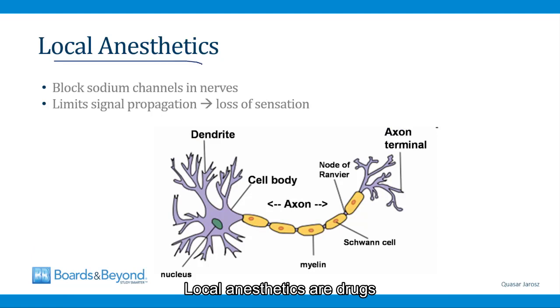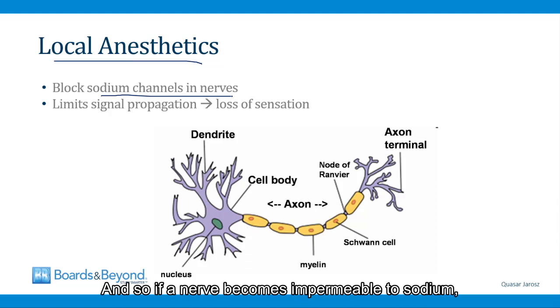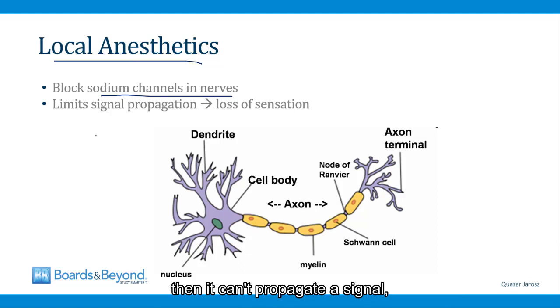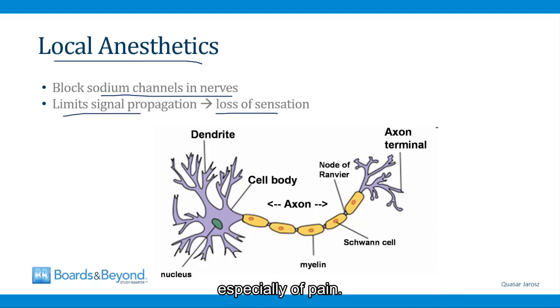Local anesthetics are drugs that block sodium channels in nerves. Nerves need to conduct sodium in order to send signals back and forth, and so if a nerve becomes impermeable to sodium, then it can't propagate a signal, and that's going to lead to loss of sensation, especially of pain.